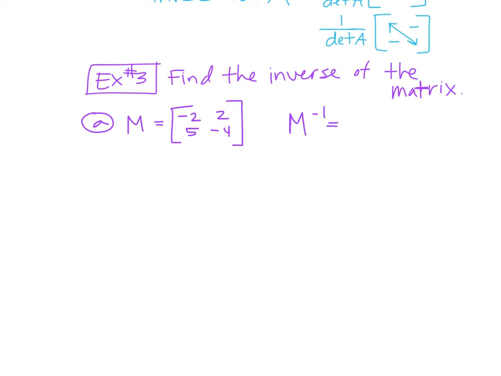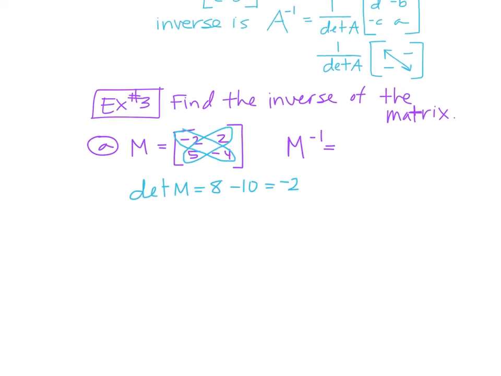Okay. We start by finding the determinant. So let's start there. The determinant of M. And remember what we do for that. We multiply diagonal, so that is 8. And we subtract the other diagonal. 5 times 2 is 10. So our determinant is -2.